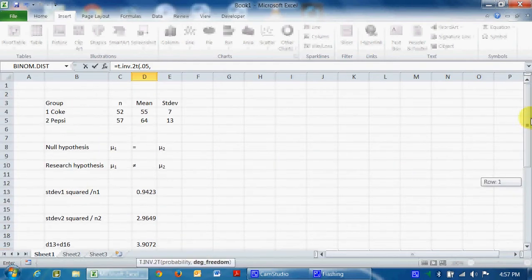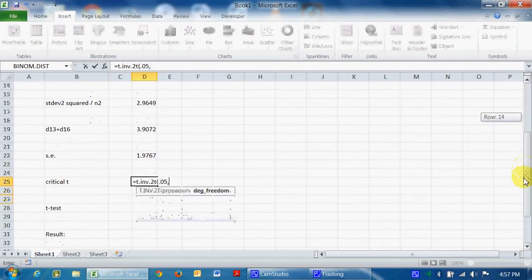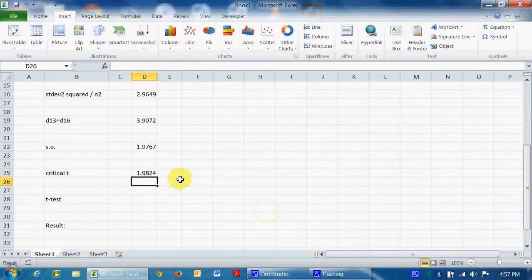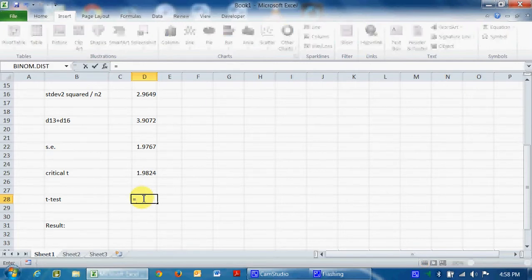And up here you can see our numbers are 52 and 57. That's our two group numbers. You add those together, you get 109, 52 plus 57. And then you subtract 2 because there's two groups. So we put in 107. 109 minus 2 is 107. Close parentheses, enter.